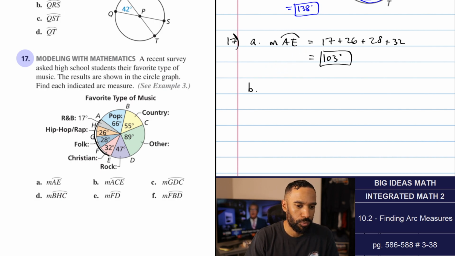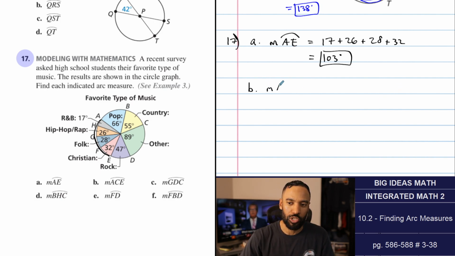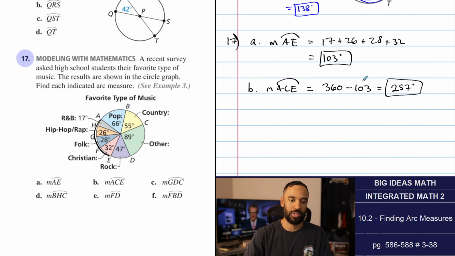From A through C to E, it's everything that's not this. So my answer is going to depend on my previous answer. If my previous answer was wrong, then this answer will be wrong as well. But 360 minus 103 is 257 degrees. 257 degrees. So take all the 360 and subtract what wasn't in part A.